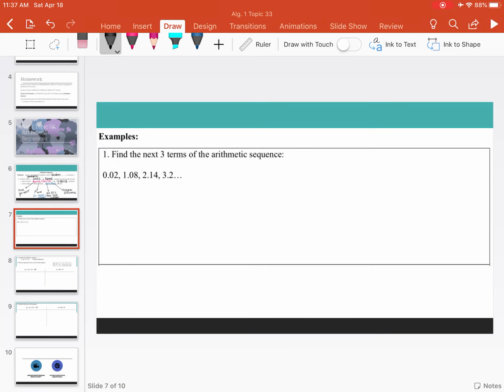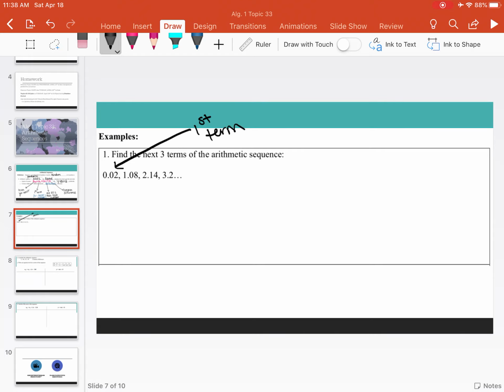Okay, let's go into our first example so we can actually see this in action and get a little bit more of a feel for it. Example number 1 says find the next 3 terms of the arithmetic sequence. So we have our first 4 terms listed here. And our first term is 0.02, or 2/100ths.